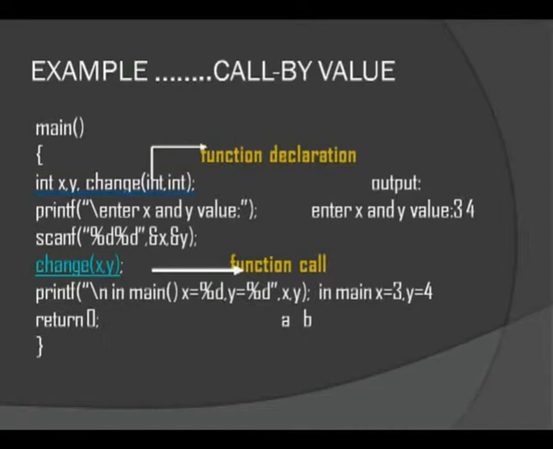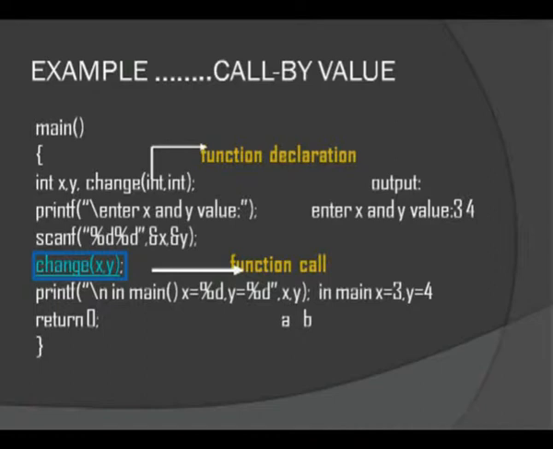Here I am declaring the variables and I am declaring the function also. The name of my function is change. I have two integer variables and I am printing "enter x and y value". I am scanning the values 3 and 4 for x and y. So, now x holds 3 and y holds 4. Next I am calling this change function. That is the function call.